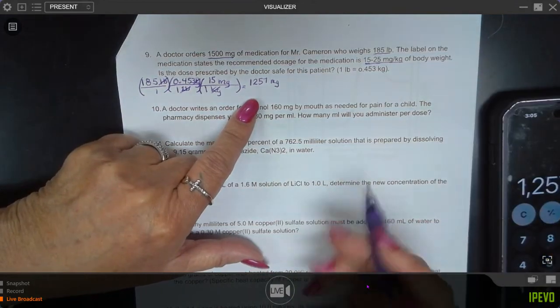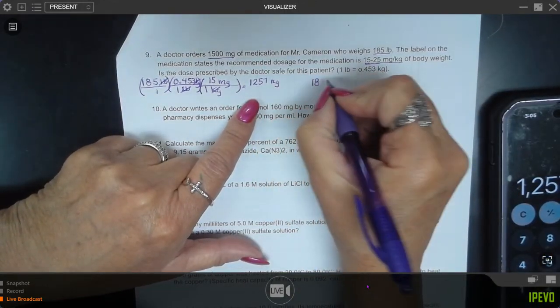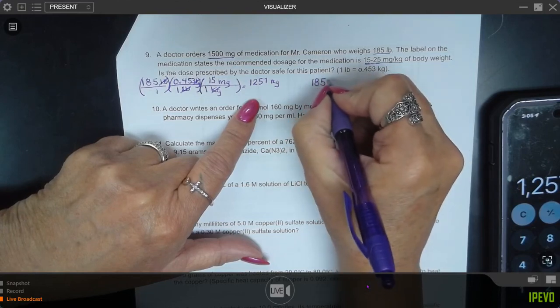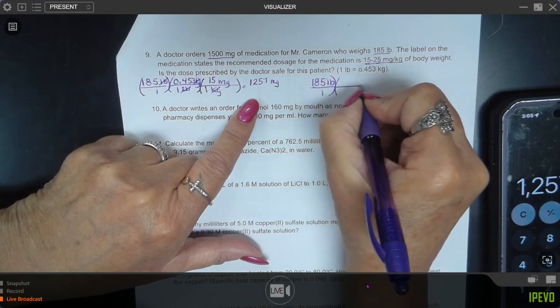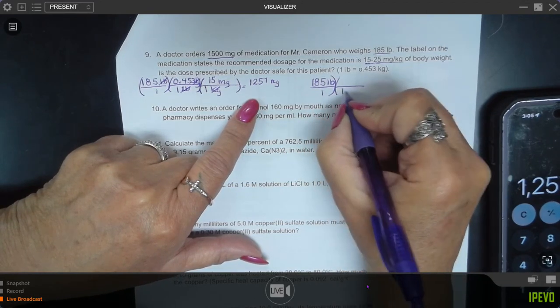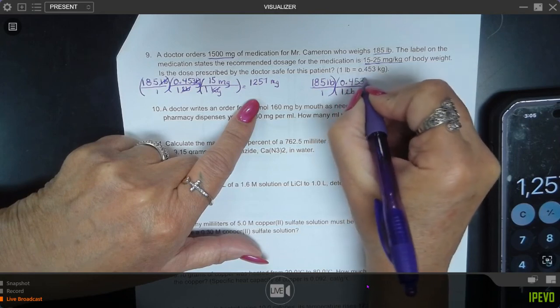So that would be the low dose for Mr. Cameron's weight. Now I'm going to calculate the exact same thing and figure out what the upper dosage would be. And then I can figure out if the dosage that the doctor prescribed is accurate. Okay, so I'm going to do the exact same calculation.